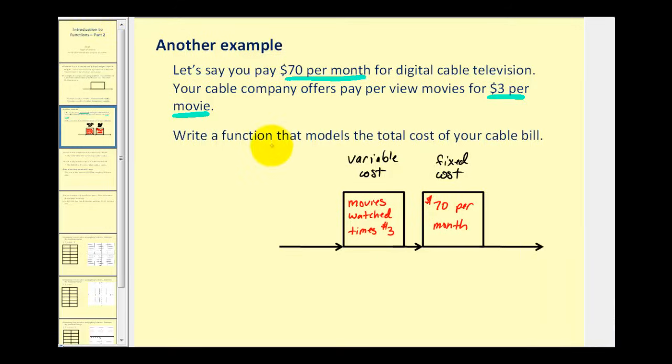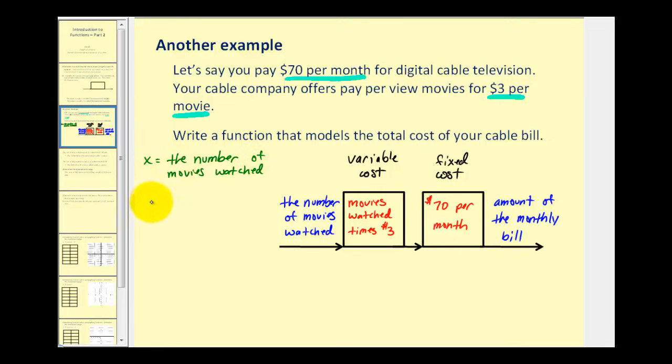So for our function, the input is going to be the number of movies watched in that particular month, and the output would be the amount of the monthly bill. So for example, if you were to watch 10 movies in 1 month, the total cost would be 10 times $3, that'd be $30, plus $70, resulting in a bill of $100. So if we let x be the input, or the number of movies watched, then our output y would be the amount of the monthly bill.